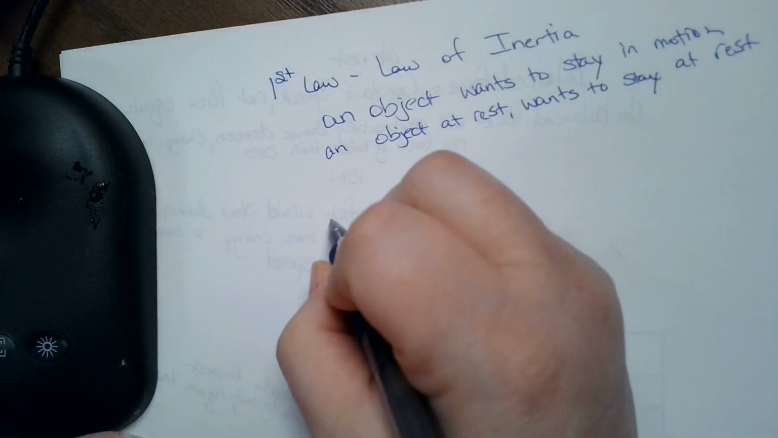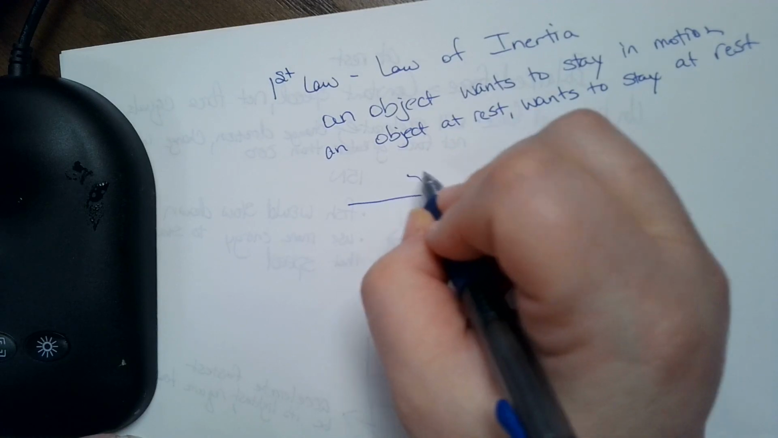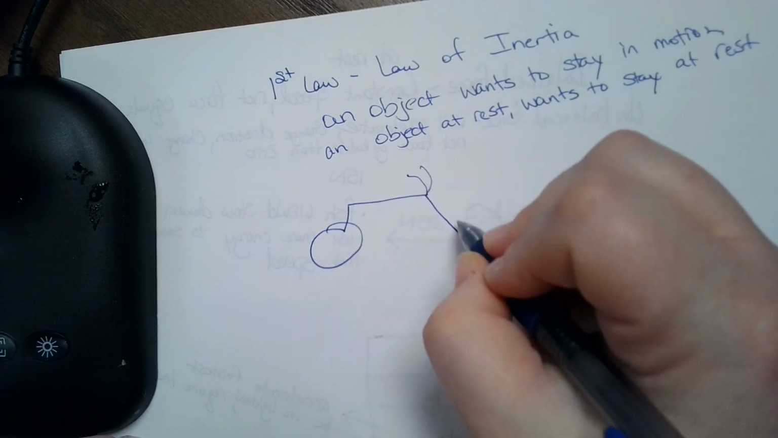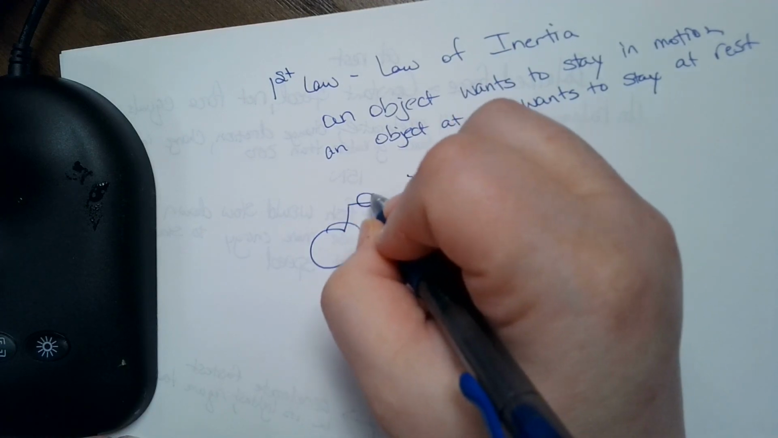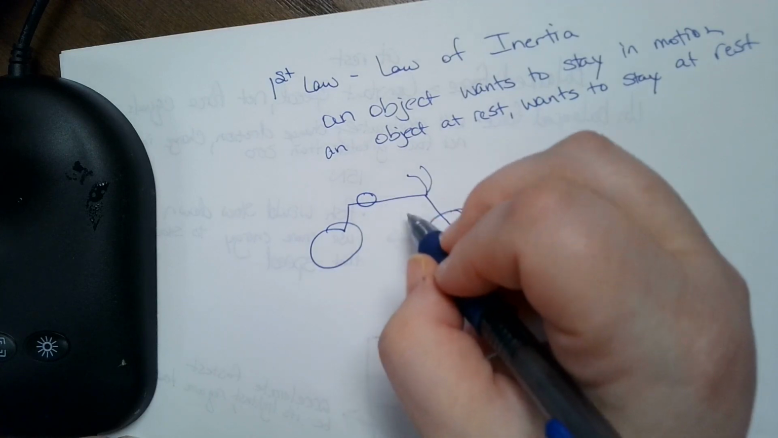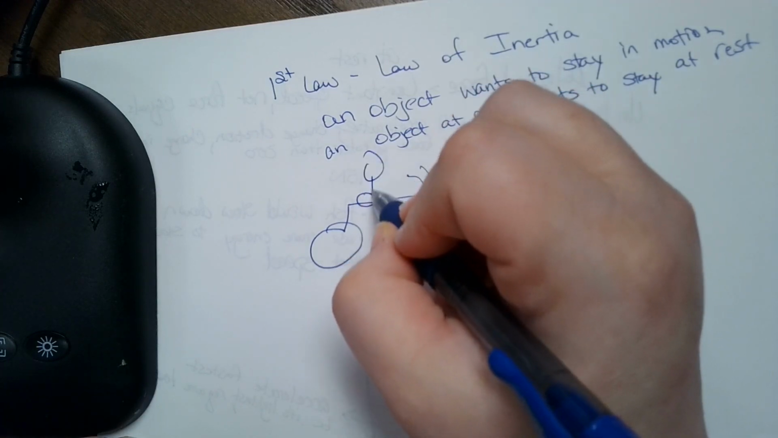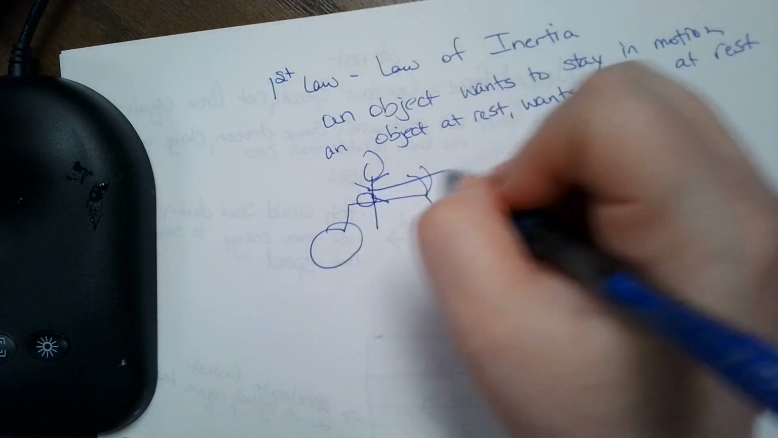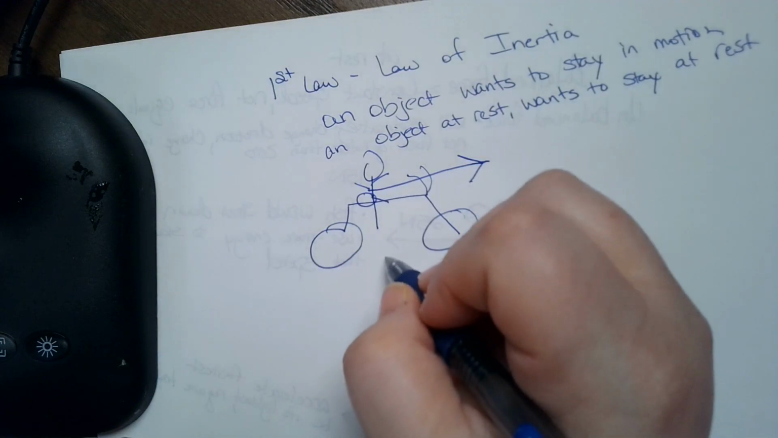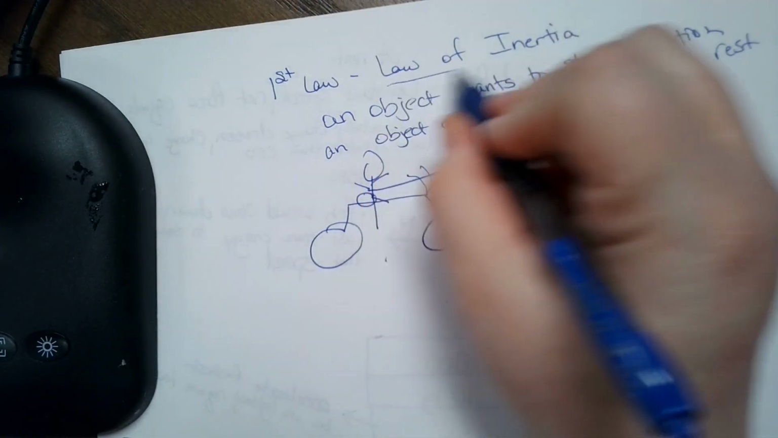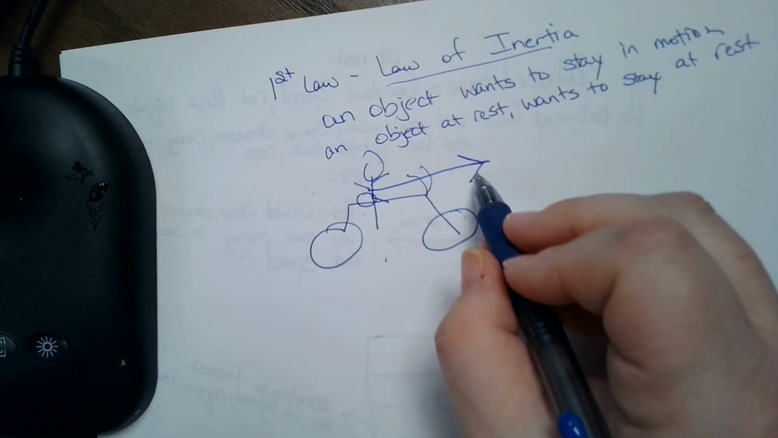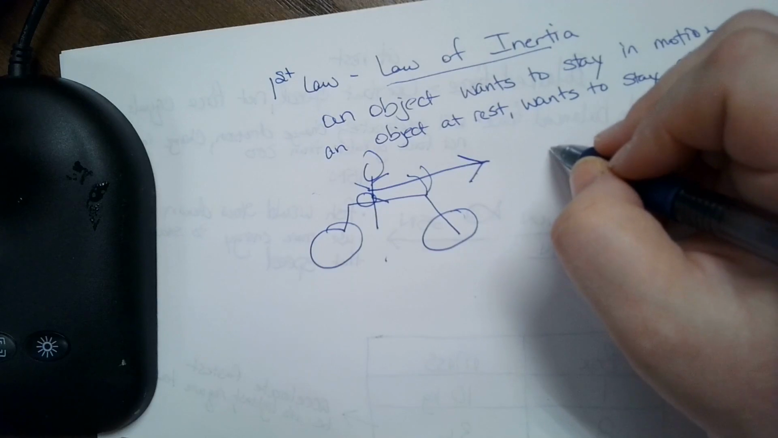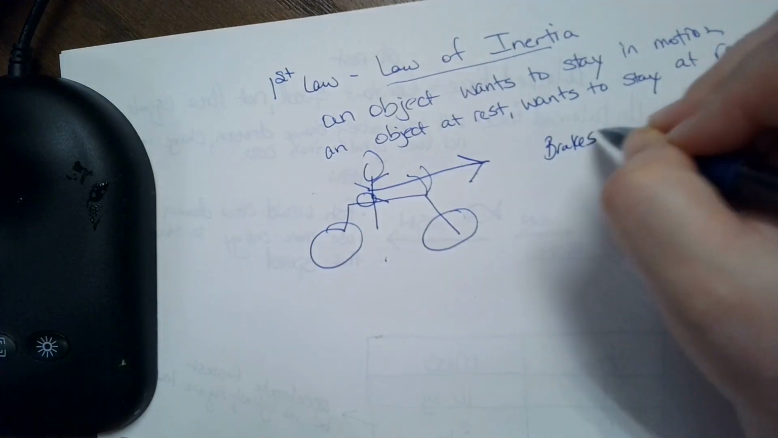So, if you're riding your bicycle, yet again, this is a terrible bicycle, but it'll get the point across. If you're riding your bicycle down the street and you hit your brakes really quickly, you are going to continue to go this way while the bike stops because of the law of inertia. You always want to continue going in forward motion. Remember, that's why when you hit the brakes, you fly forward.